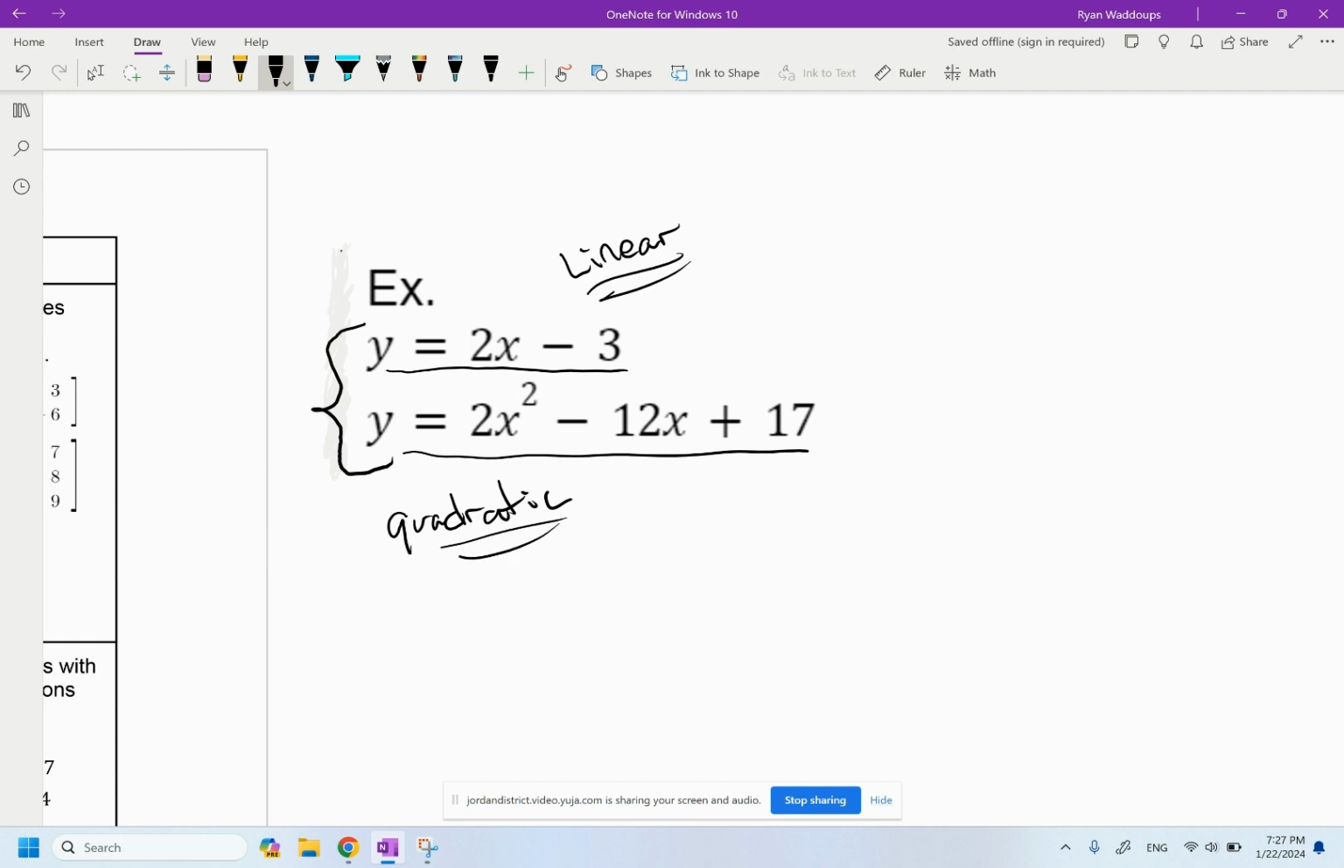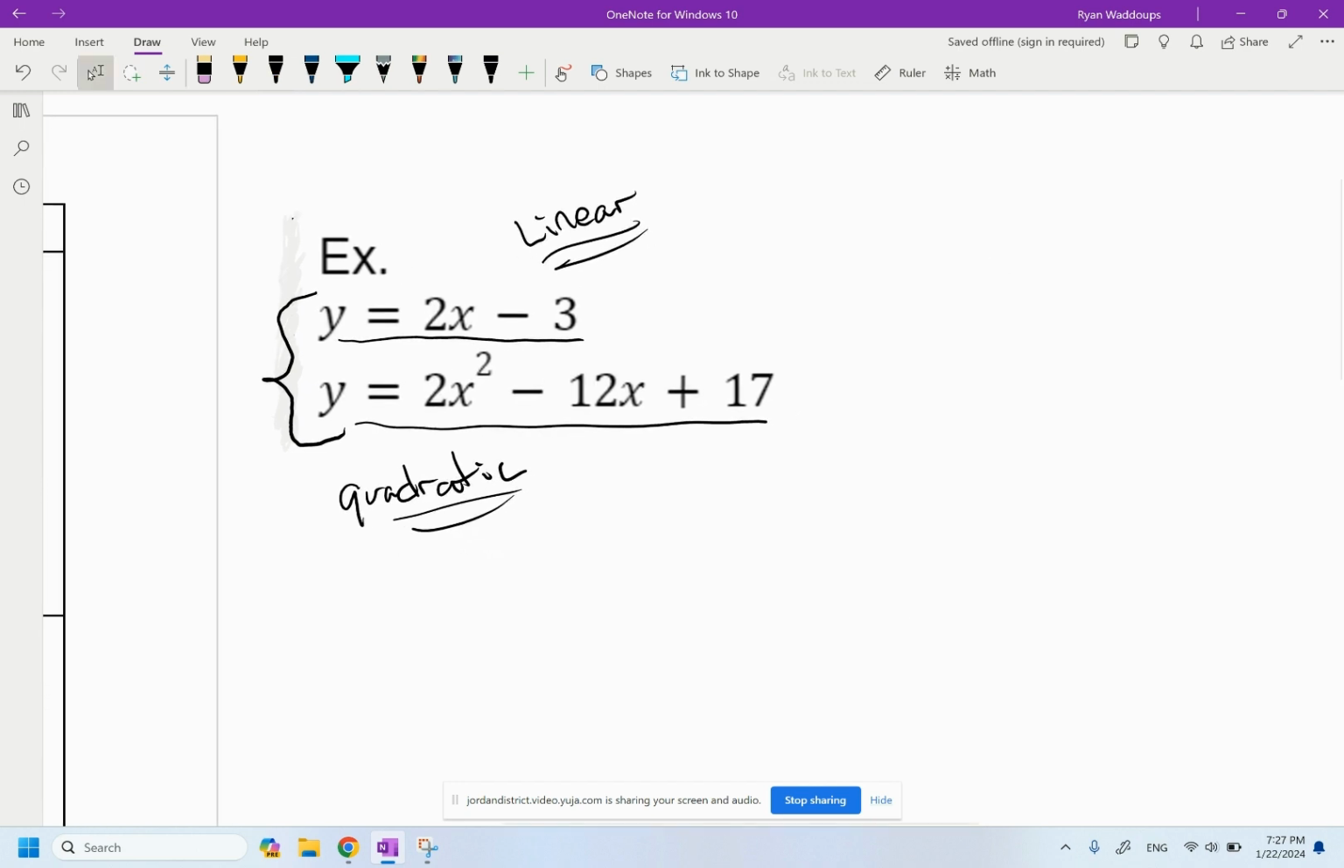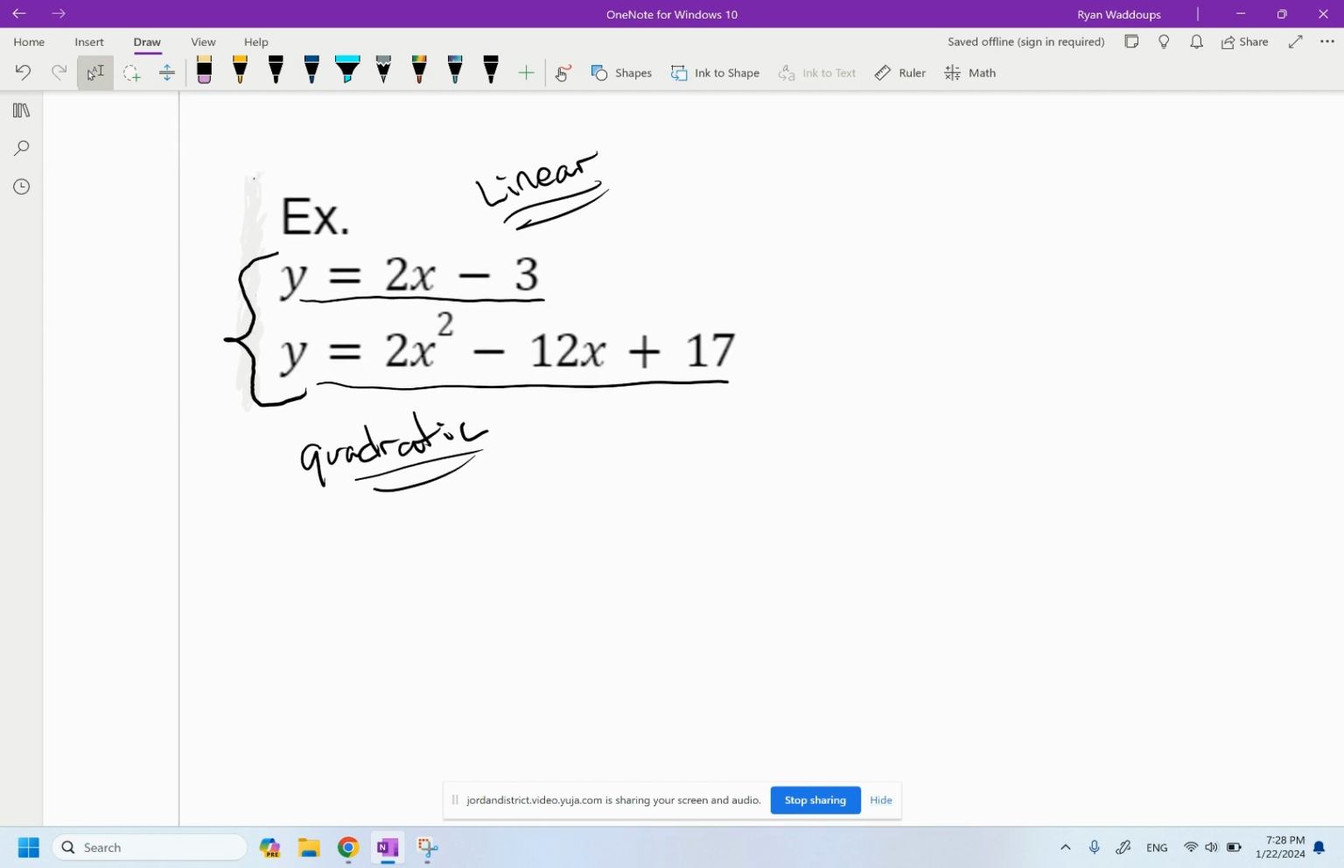And the same kinds of things apply when you're solving two linear equations, as we've done before in years past. We can use substitution. And the fact that both of these are equal to y means that these parts here that are equal to y can be equal to each other. And so I can put 2x squared minus 12x plus 17 and set that equal to 2x minus 3.